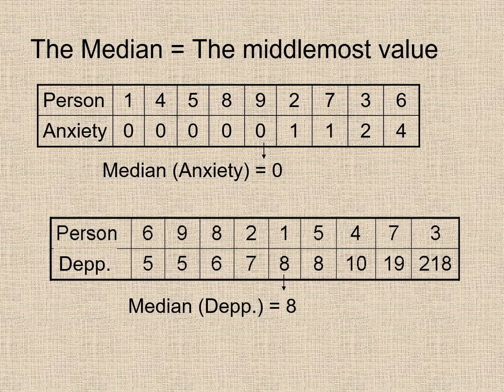And similarly for depression, we sort them from the lowest to the highest value, and in this case we have 8 as the middlemost value. So the median depression in this group of individuals is 8.